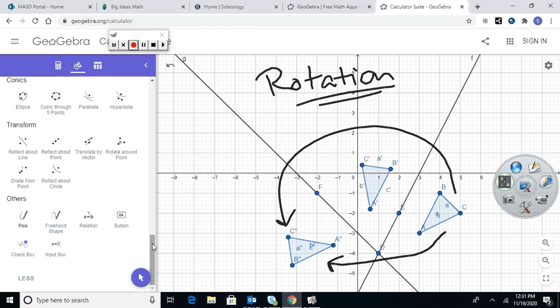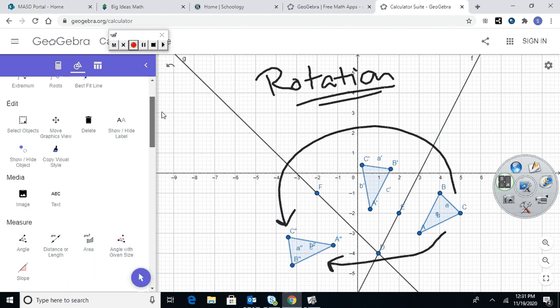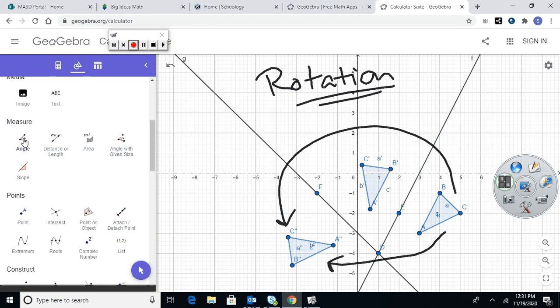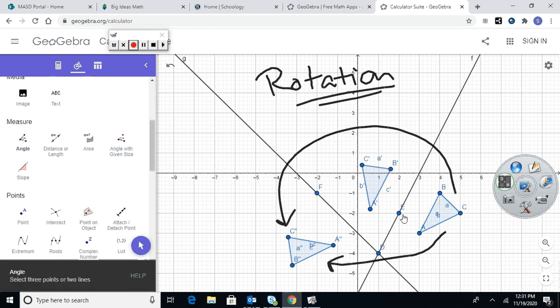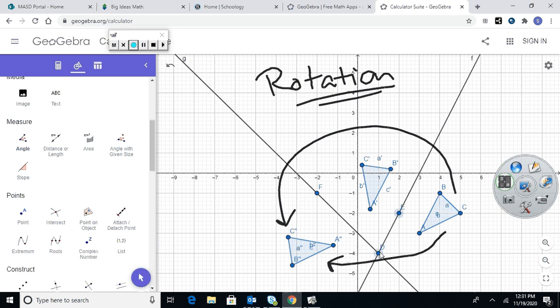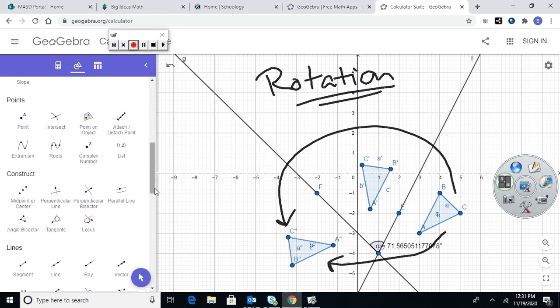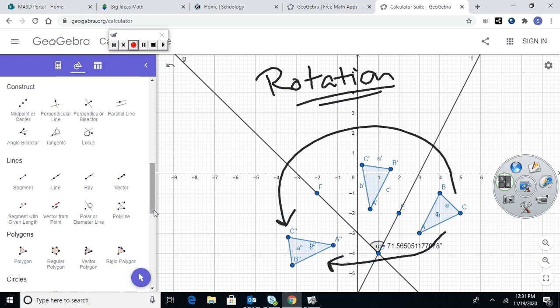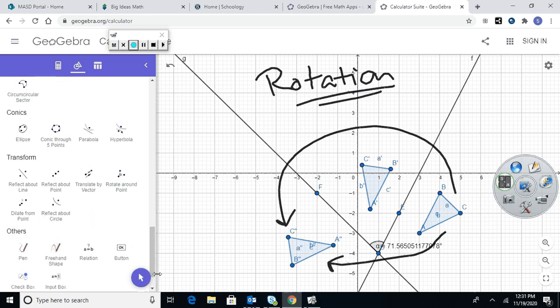Now check us out. We're going to be able to figure out the degree of the rotation. And to do that, we've got to measure the angle the two lines create when they intersect. So click on my angle feature. So 71.5. All right. Well, watch how cool this is. A 71.5, if I double that, then where's my rotate around a point?